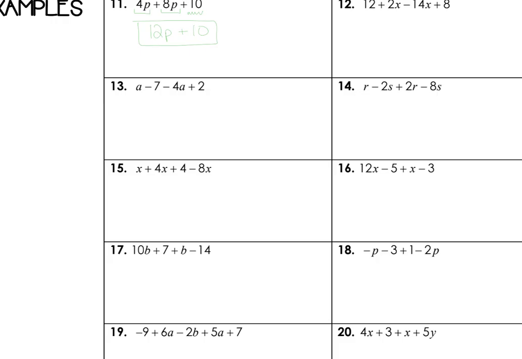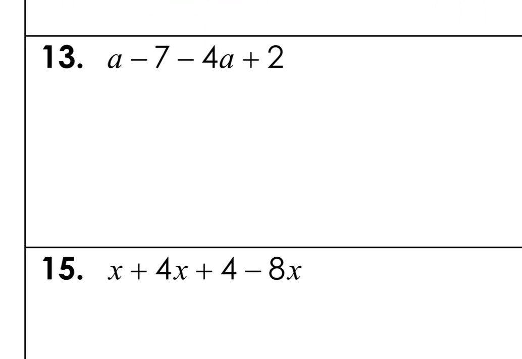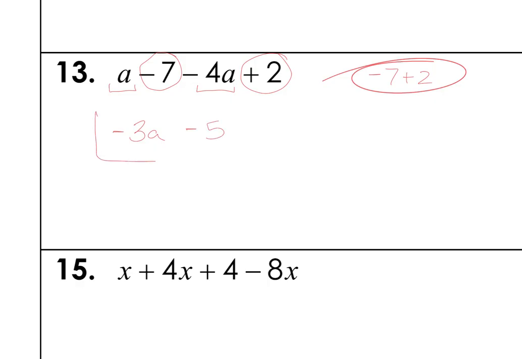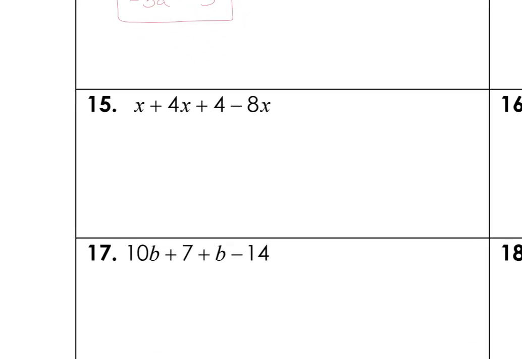Okay, 13. We have a variable term, another variable term. We got that. We have a constant. We have another constant. Again, if you have trouble doing this in your head, write it out, and it would be negative 5. So here's our answer, negative 3a minus 5. Let's keep going down the line.